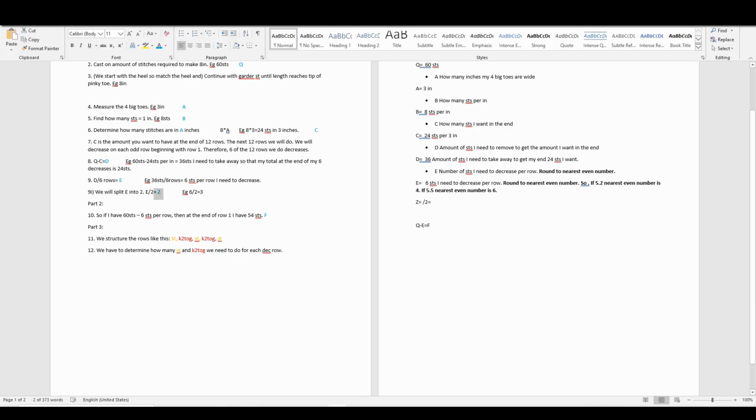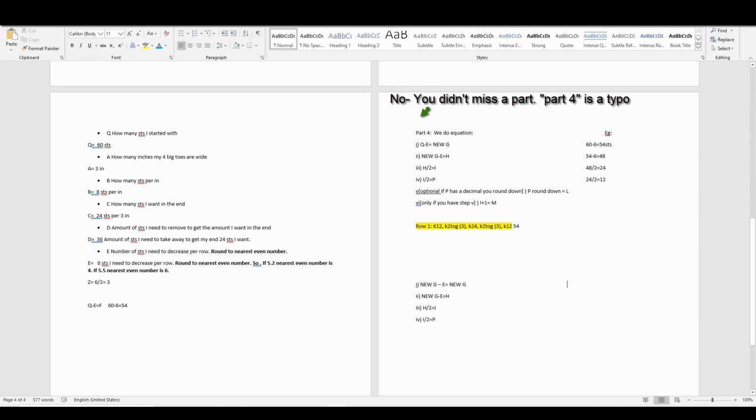Next, we have to find Z. To find Z, we will split E into 2. So 2 is a fixed variable. That's why we want an even number. So you're going to take the E variable. In this case, mine was 6. I'm going to divide that by 2. So 6 divided by 2 is 3. We're going to use Z later on, so you don't have to worry about what it really means right now.